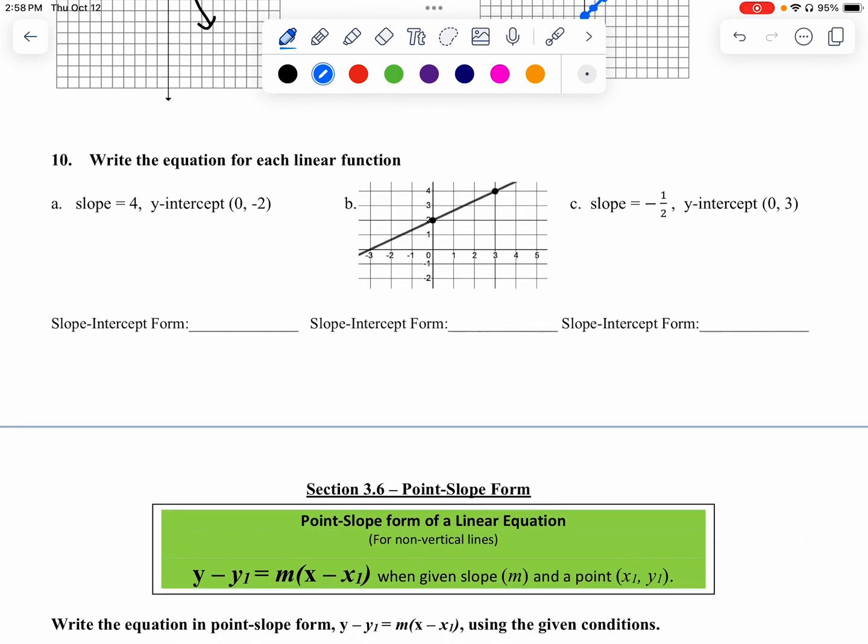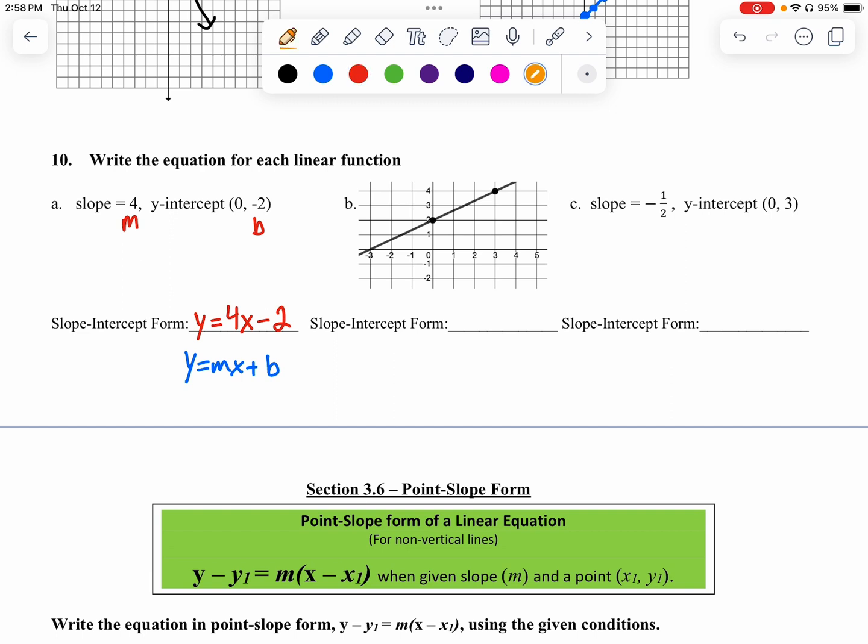Finally, they want us to write the equation for each linear function. So they're just basically wanting me to write the equation in slope-intercept form, so y equals mx plus b. So we're going to start off always with y equals, and the m is our slope, and the b is the y-intercept. So I'm going to plug in the 4 for the m, put the x next to it, and then since this one is a -2, I'd write -2. And that's slope-intercept form.